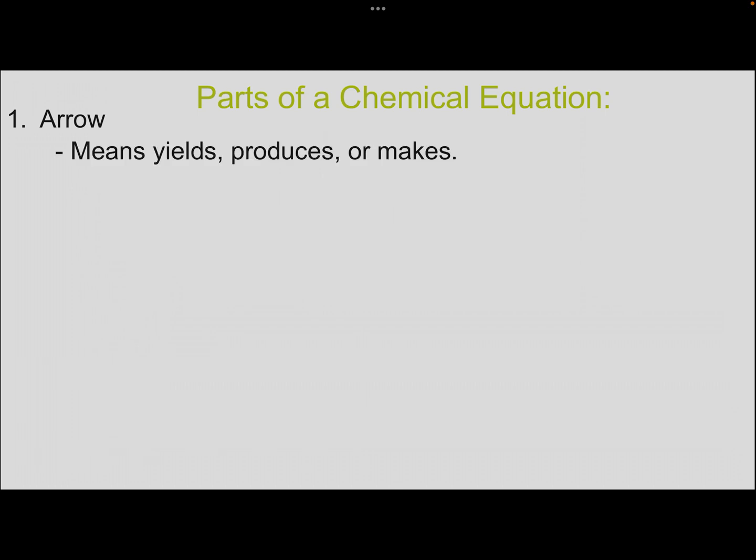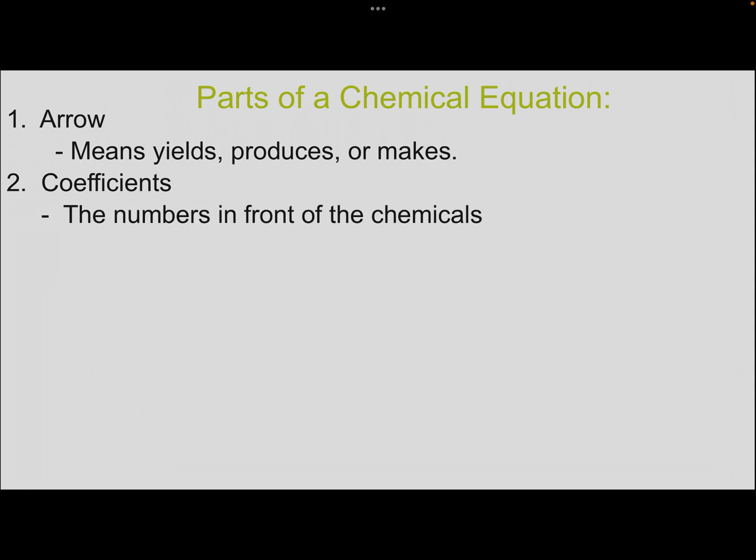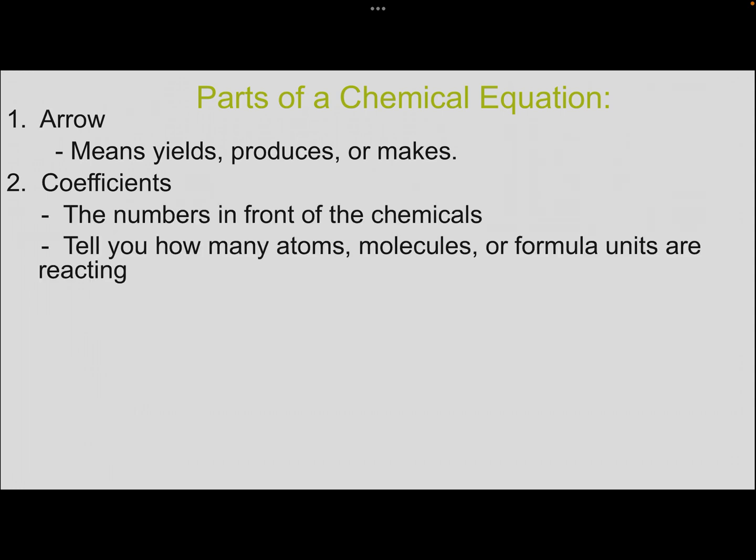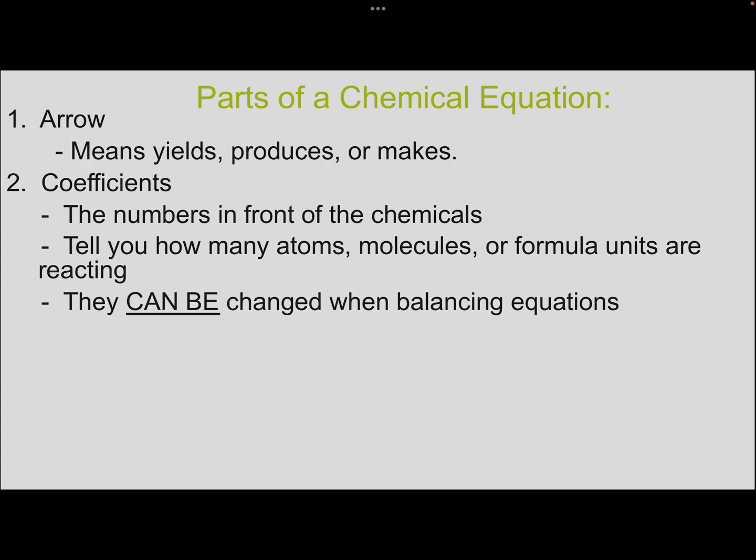So let's take a look at the parts of the chemical equation. The arrow means yields, produces, or makes. If you have a coefficient, those are the numbers that are in front of your compounds or your elements. They tell you the number of atoms, molecules, or units for those. They are large, they go in front of the compounds. Coefficients can be changed.